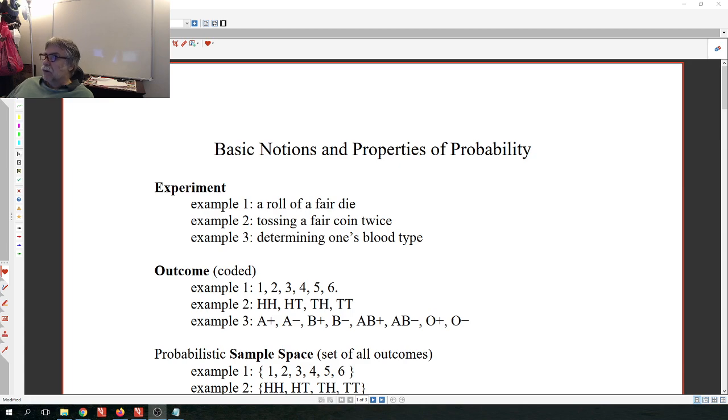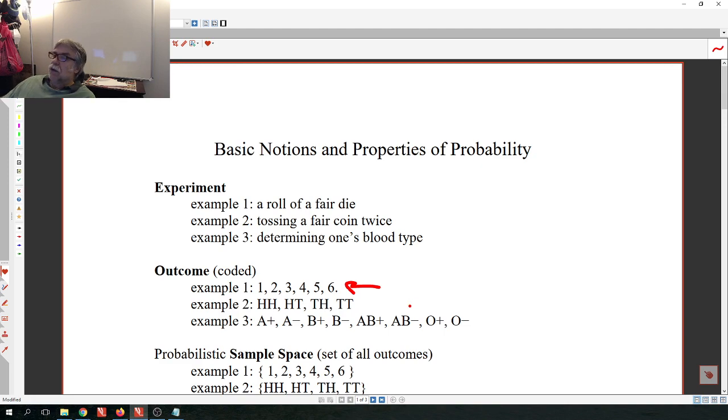So we only consider a notion of an outcome when the experiment ends up with something that we consider to be a successful experiment. So the outcome in this particular case would be the something coded. We're going to code that as 1, 2, 3, 4, 5, or 6, just like here, right? So that would be the idea of what an outcome is.